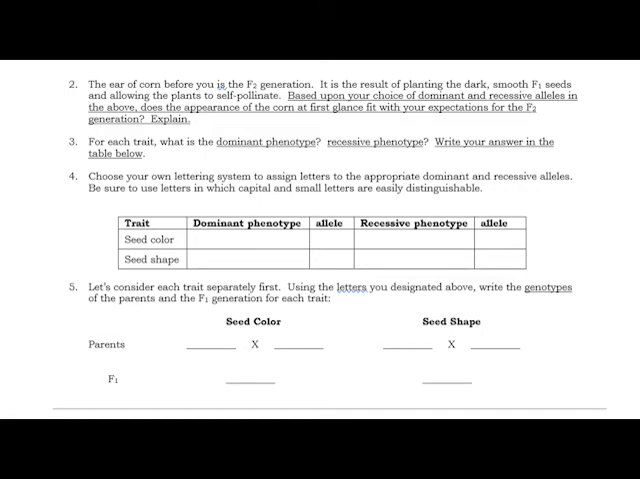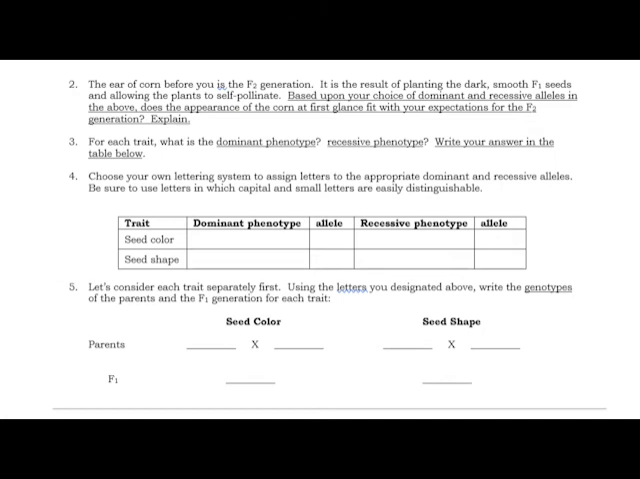Now, for each of these, 3 and 4 both go on that chart that you're seeing on this page. You need to come up with the dominant phenotype and the recessive phenotype for both seed color and seed shape. So you'll write those words in the appropriate boxes, and then you need to assign the letter that you're going to be using for each of the versions or alleles. So under allele, remember that is singular. You should be writing in a single letter for the dominant phenotype and a single letter for the recessive phenotype for both seed color and seed shape.